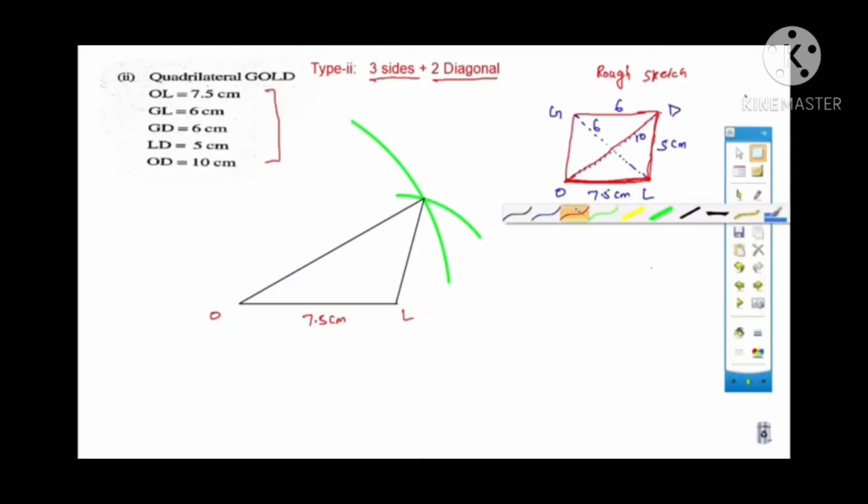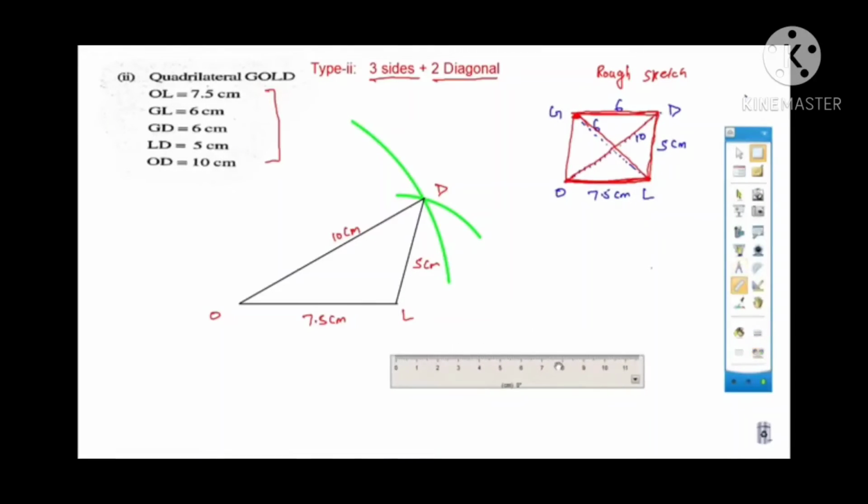Now again mark it as point D and write the measurements there, 10 centimeter and 5 centimeter. Now we have to draw another side of a quadrilateral. Is it? So what we have to do first? Take the ruler and take the compass and then measure the distance what they have given in your question, that is 6 centimeter. GD is equal to 6 centimeter. So or GL is equal to 6 centimeter.